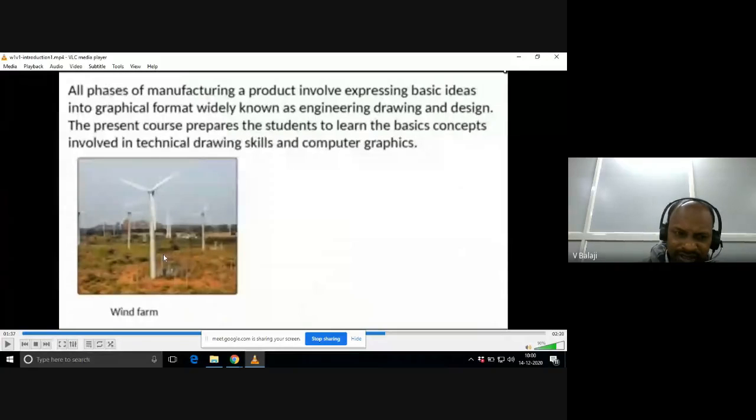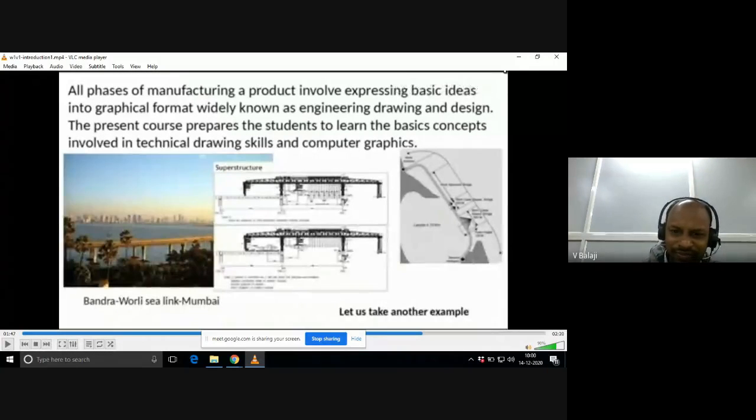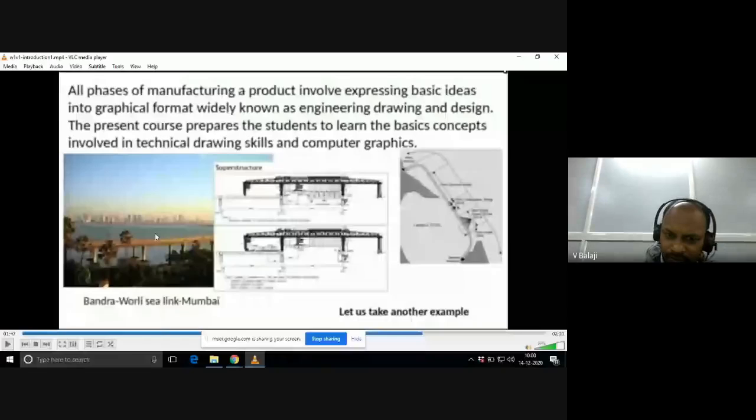Any confusion? See here, Bandra-Worli Sea Link, Mumbai. It's a big drawing. You are seeing the beautiful picture after the bridge is built, but you need to prepare all these drawings. It's a super structure. Generally it may be part of civil engineers, but even so, mechanical engineers are behind preparing all the drawings.